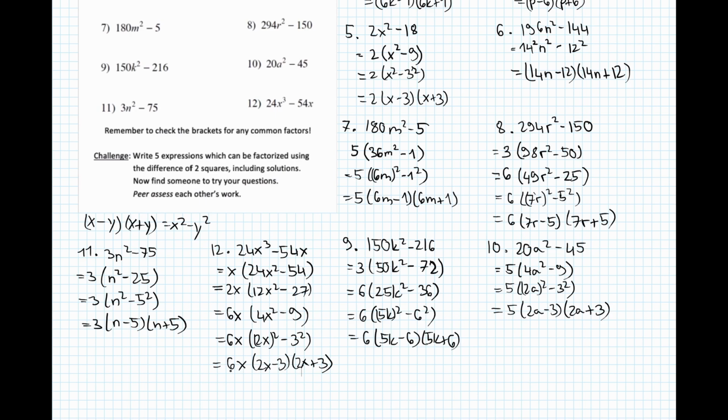And that's it. That's it for the video. Some practice for completing the difference of two squares.